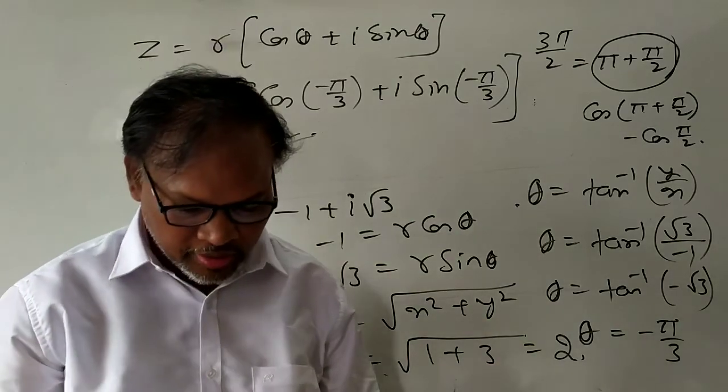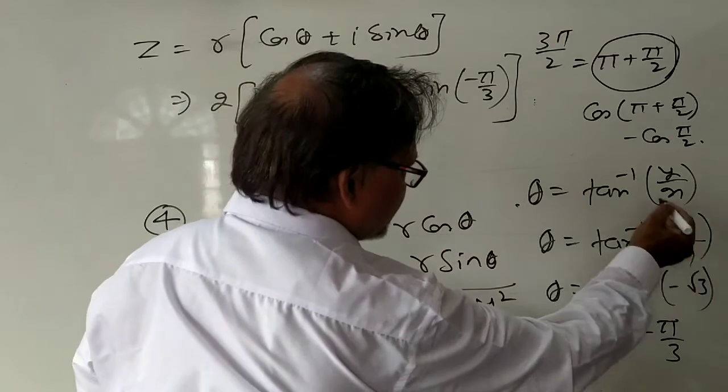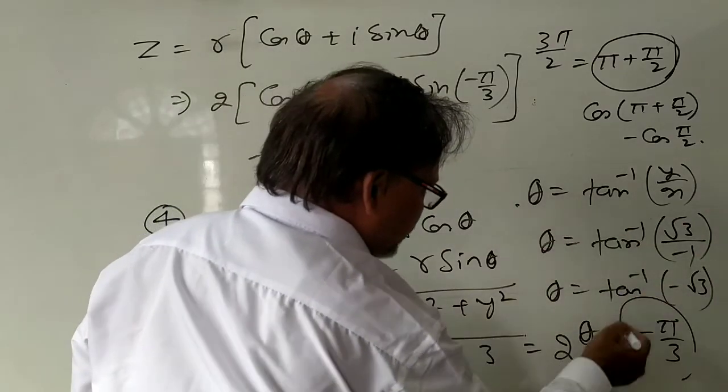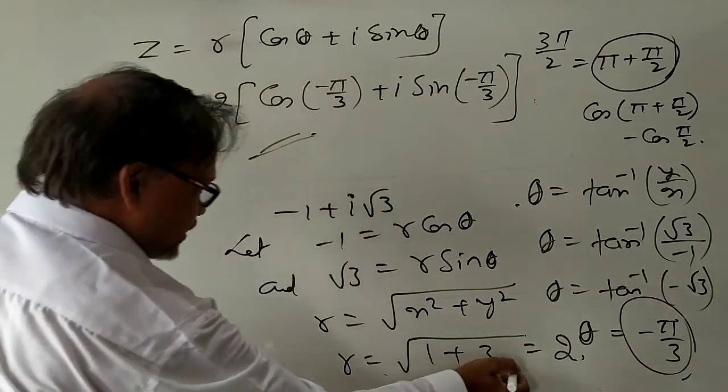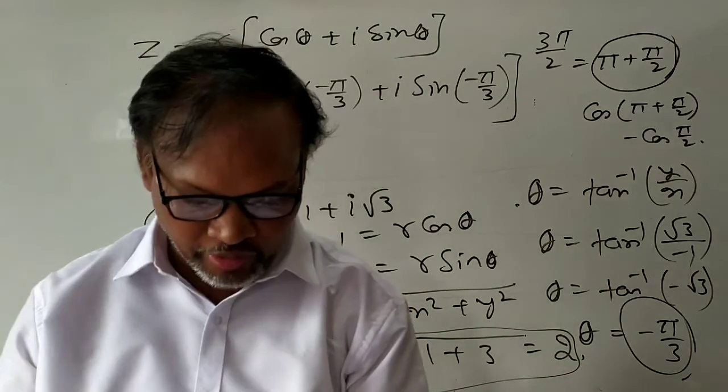And if you want to find the modulus and amplitude, what is amplitude? Amplitude is this. When we find theta, that is the amplitude. Now when we find this r, this is the modulus. So question number 5 also you can do.